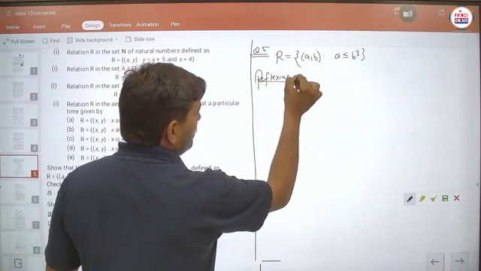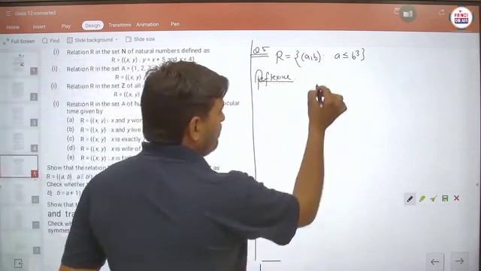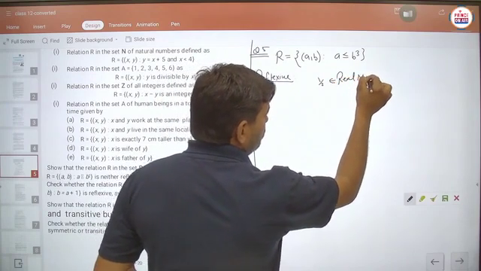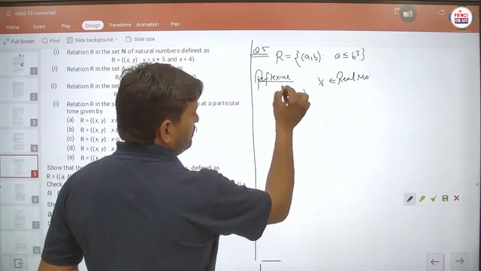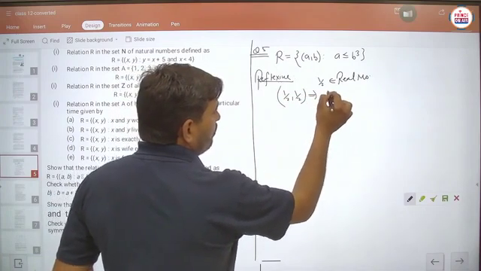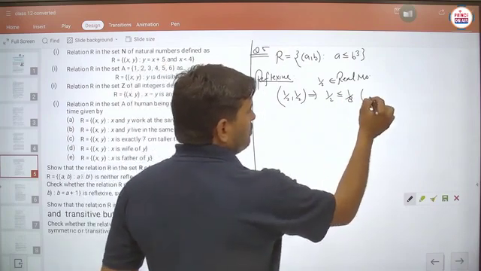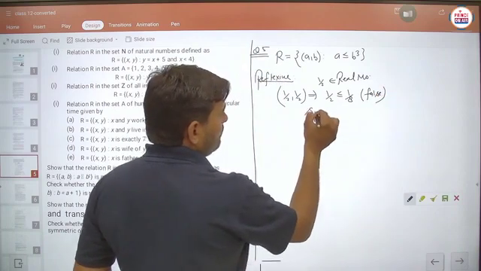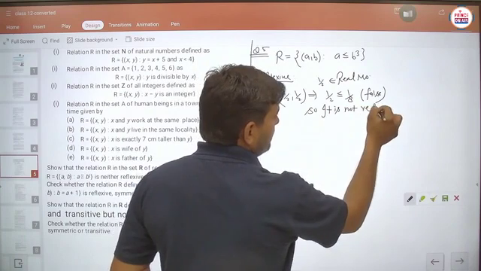So basically, students, you can take any fractional number to check this part. Suppose 1 by 2 belongs to the real numbers. So (1/2, 1/2) we have to check for reflexive, which implies that 1/2 is less than or equal to 1/8, which is not true, which is always false. So it is not reflexive. Is it clear?